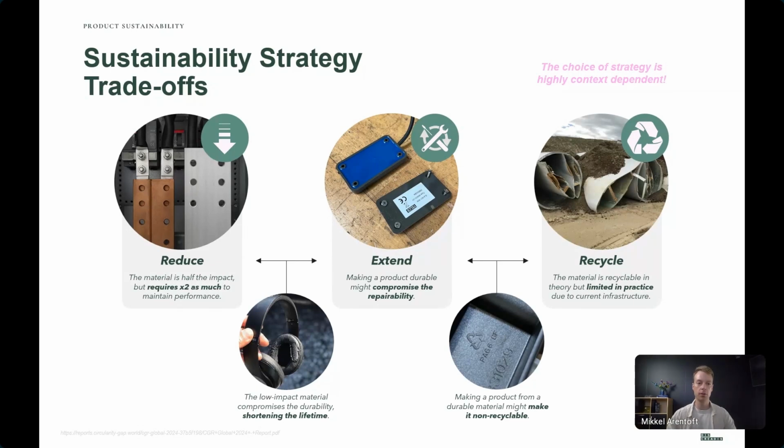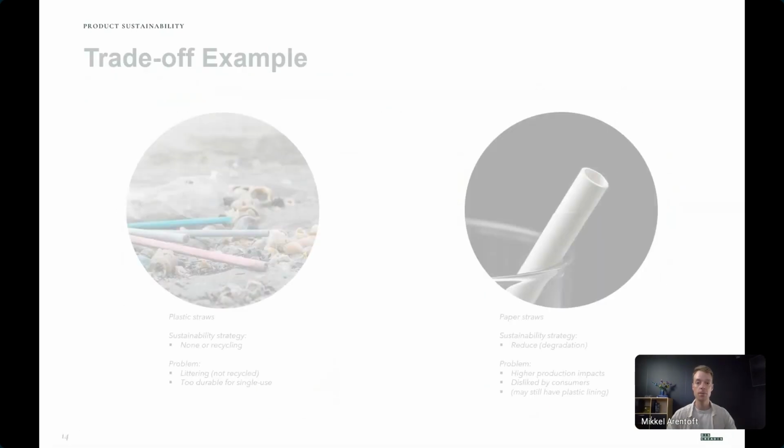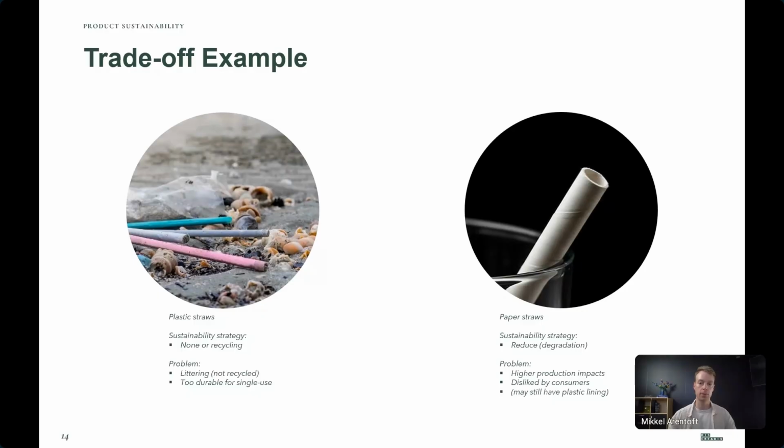It really depends on your product. Let's take an example. Let's take plastic straws, for example. They were made from plastic and previously belonged to the recycling strategy. But littering meant that they often ended up in nature, and the recycling strategy did not work as intended. They changed the strategy from recycling to reduce instead, reducing the impacts by avoiding them becoming litter. And they are now made from paper, which has a shorter lifetime, which causes them to be soggy instead. But it does reduce the problem of them ending up in nature.